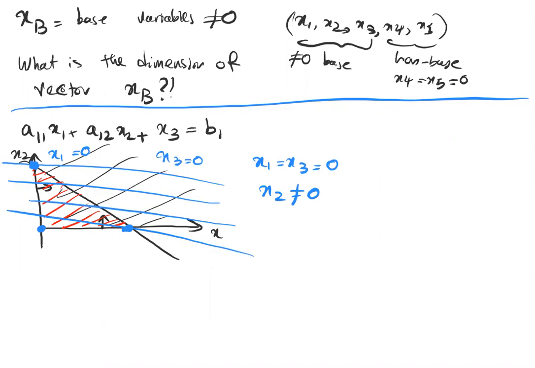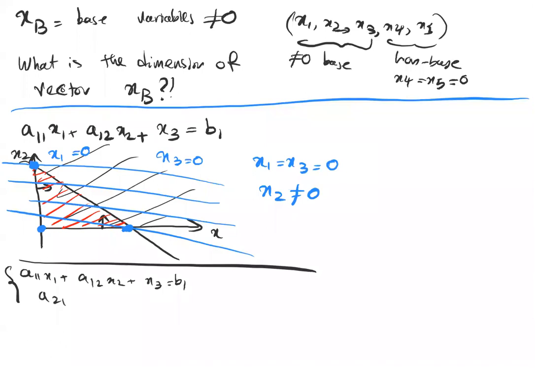Similarly, we can show if we have two constraints, a11 x1 plus a12 x2 plus x3 is b1, and a21 x1 plus a22 x2 plus x4 is b2.